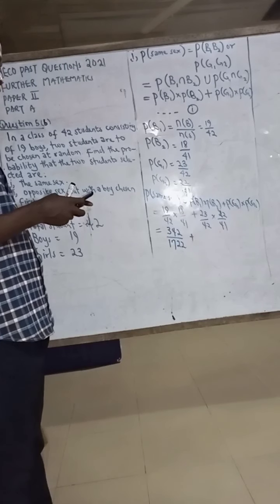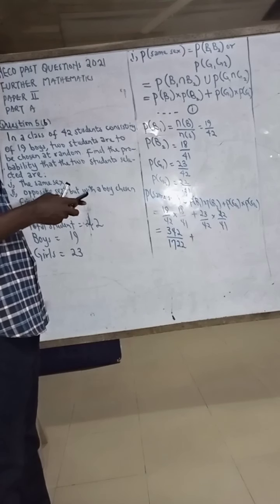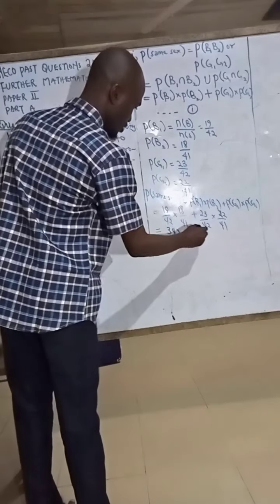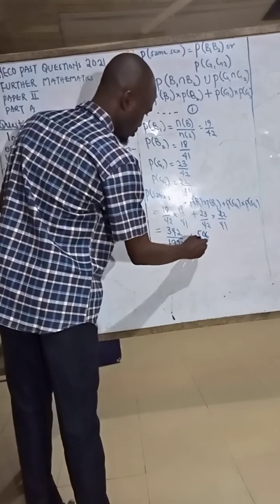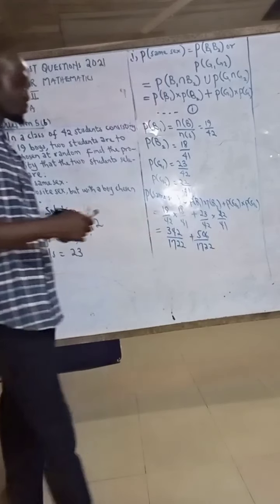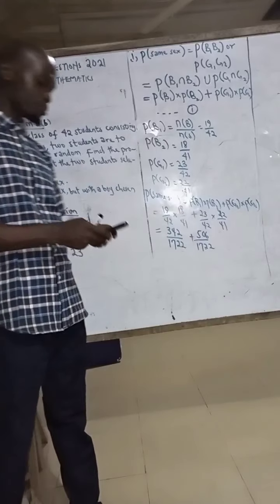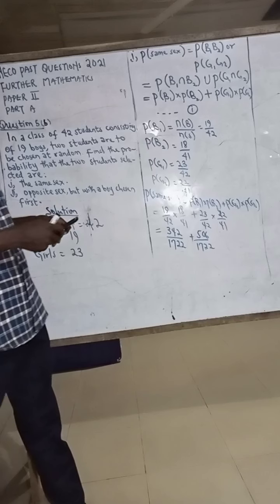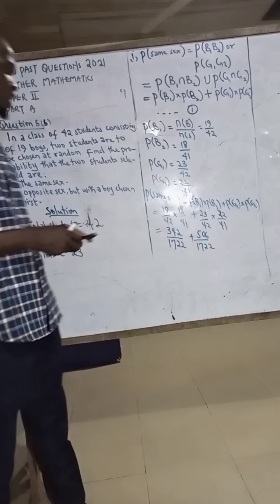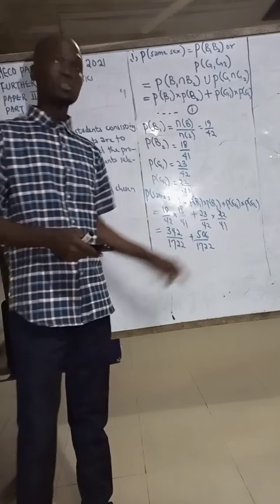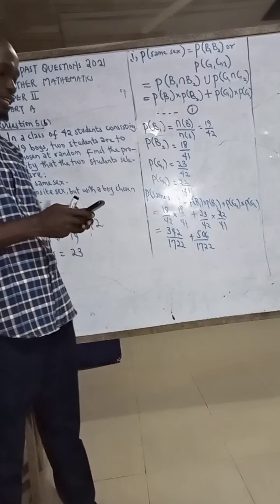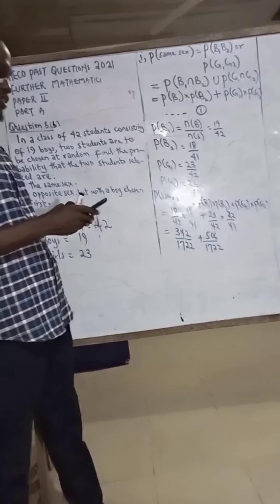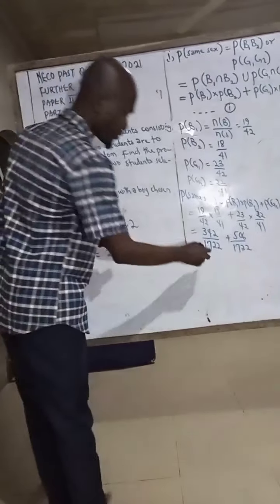That's the next thing. 23 times 22 will give me 506. 506 all over the same thing, 1722. Now we have to add our top by the bottom. Let's confirm some things. 42 times 41 is 1722, good. So we add our numerators together since the denominators are the same. So we can add our numerators straight up. That's 342 plus 506, which will give me 848.